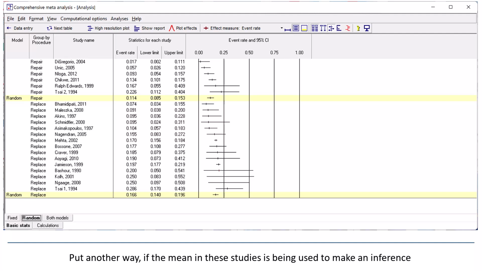Put another way, if the mean in these studies is being used to make an inference about the mean in the universe of all comparable populations, then the overall mean serves that purpose. And for that reason, it might be useful to display it.